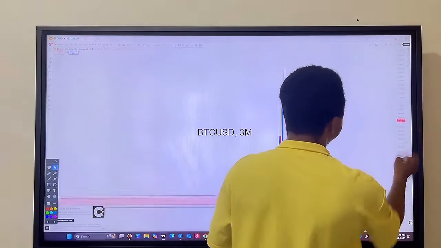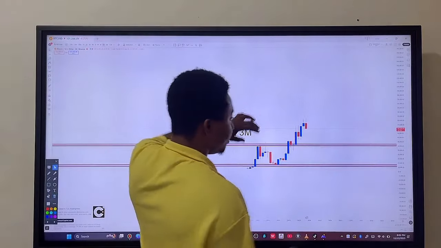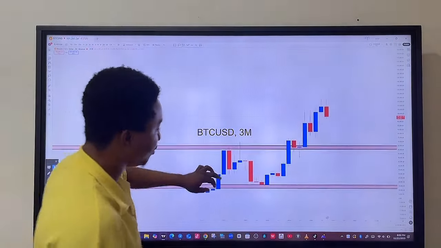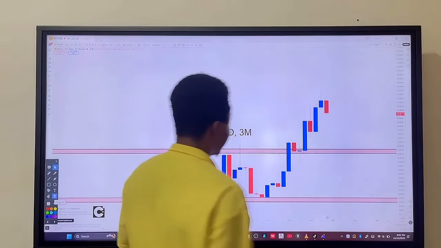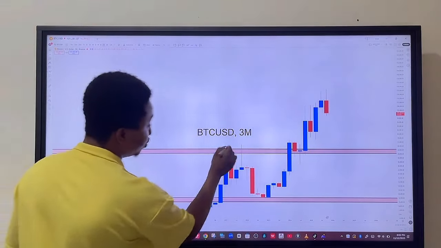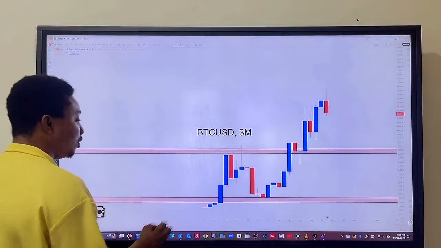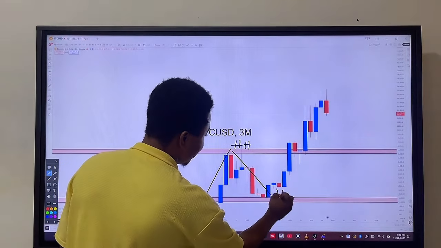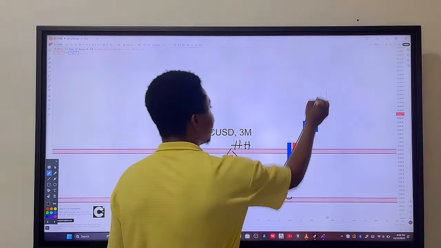Okay, so this is BTC USD on the 3-month time frame. Now the 3-month time frame, let's break it down. On the 3 months, what do we have here? We have the 3 months upper zone and then the lower zone as well. This is a push to the upside as higher high. This is an exhaustion as higher low. What happens next? Continuation push.